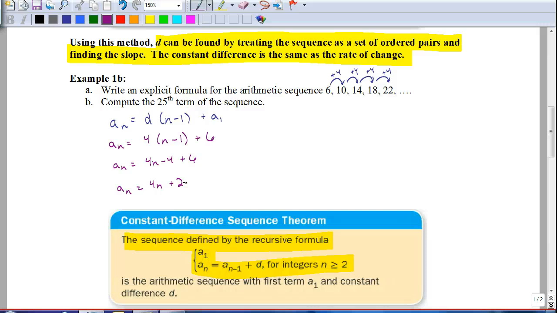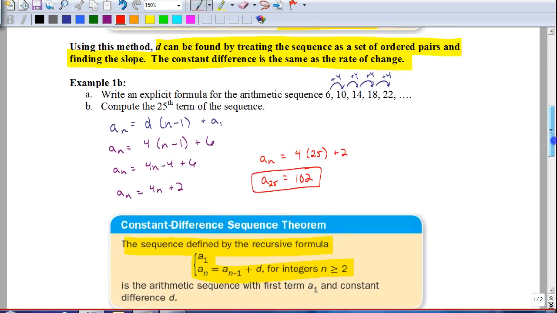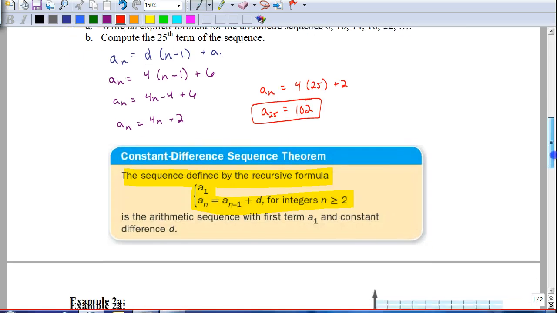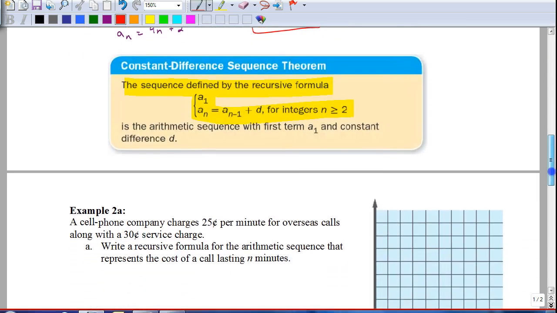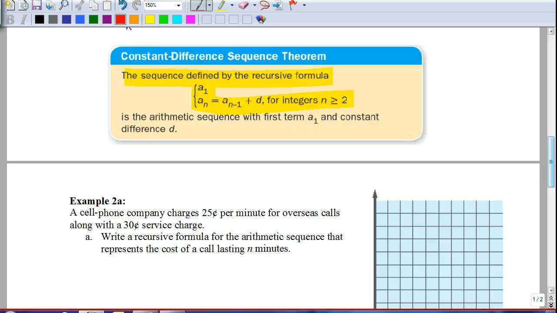So now to figure out what the 25th term of the sequence would be, we would take a sub n equals 4 times 25 plus 2. Well, 4 times 25 is 100. So the 25th term of the sequence would be 102. Okay, so that's an explicit formula. Pretty easy. Once you know what the formula is, it's just a matter of plugging in your numbers and getting your answer.